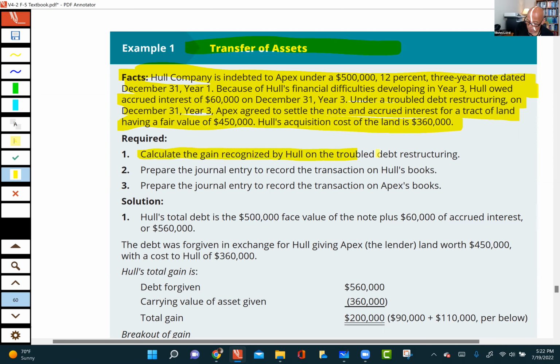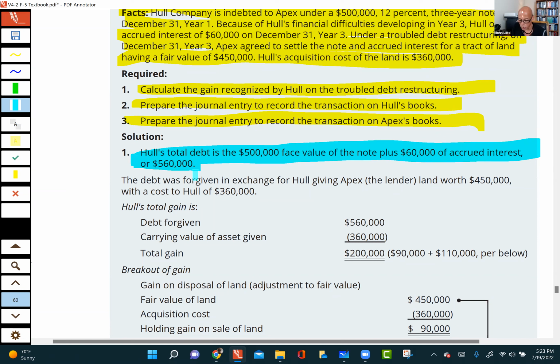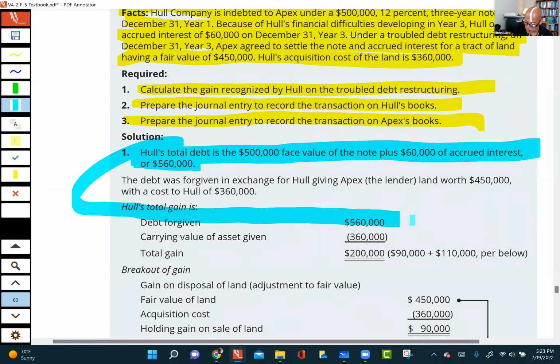And then the problem says, calculate the gain recognized by Hull on the troubled debt restructuring, prepare the journal entry, and prepare the journal entry to record the transaction on Apex, which is the creditor. And we're going to see how we're going to treat that after we look at the example here for the debtor first. So Hull is the debtor. The debt is 500,000 face value plus 60,000 accrued interest. So the debt forgiven is 560. The carrying value of the asset is what? It's 360. That's what they had purchased this land for. So a question could ask you, the total gain on that is 200,000.